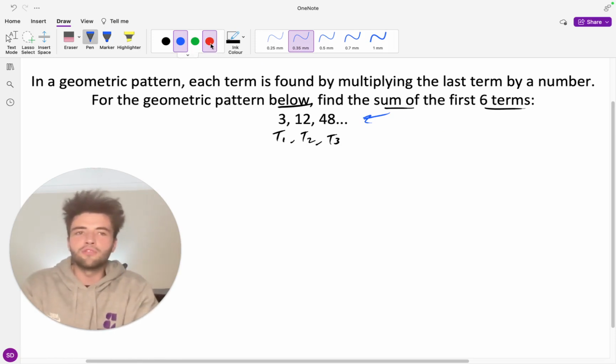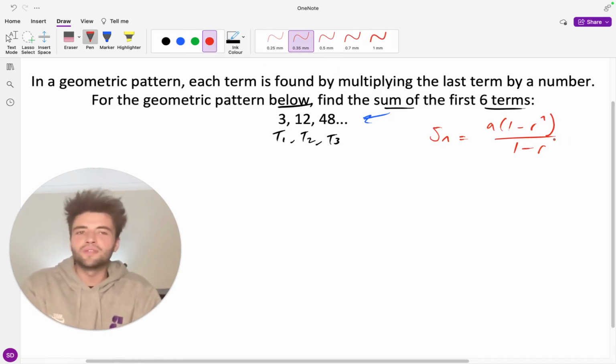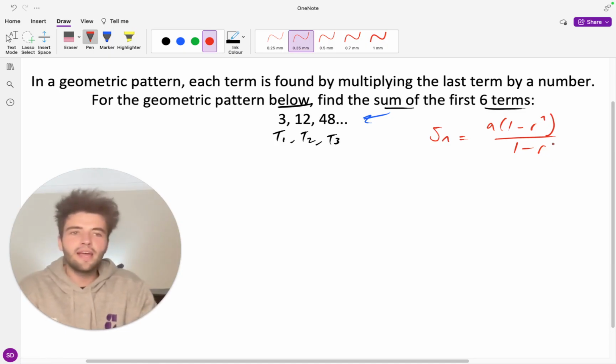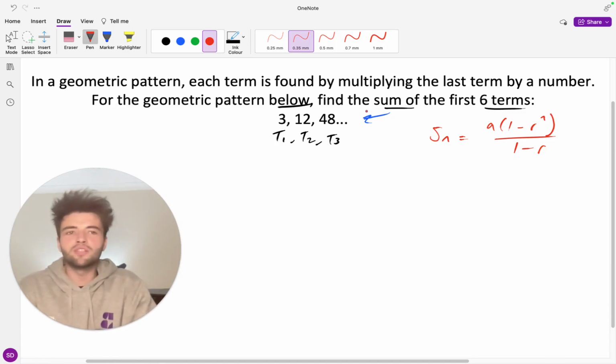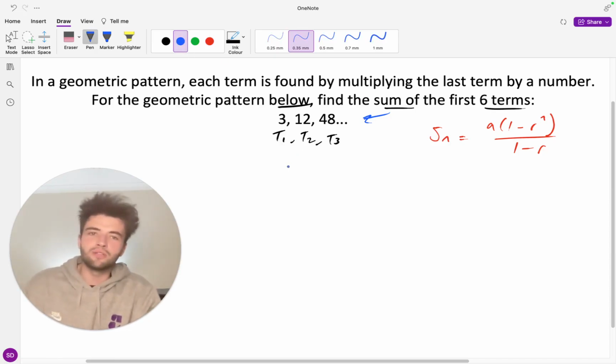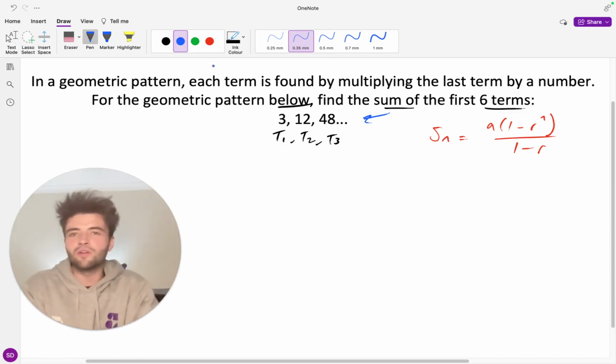And if we look at our formula for the sum, it is going to be that Sn, or the sum to term n, is going to be a times 1 minus r to the power of n, divided by 1 minus r. And so we have all the information we need here except the ratio, and so to find that we can simply take a term, which is not the first term, so we're going to take the second term, which we know is 12.